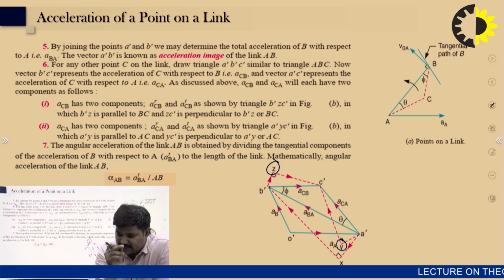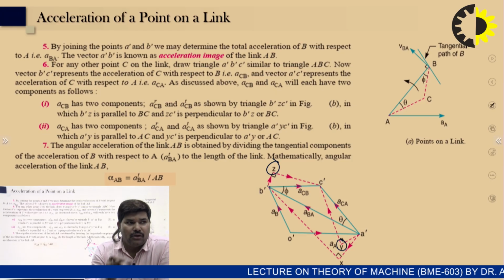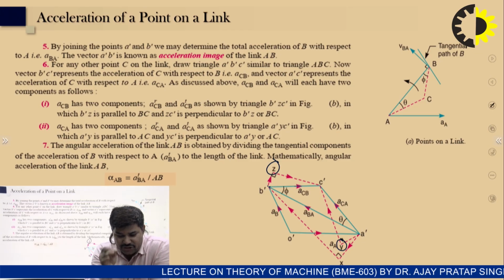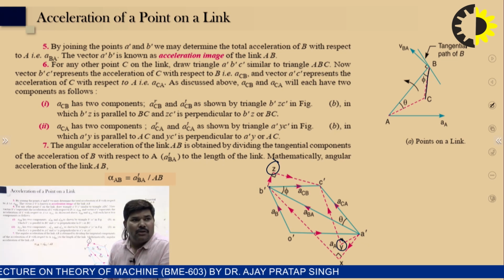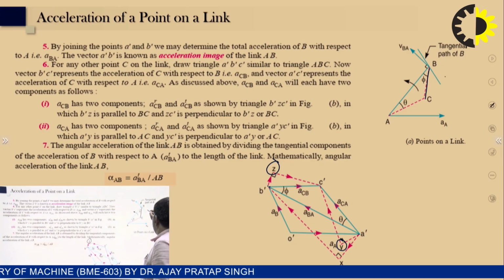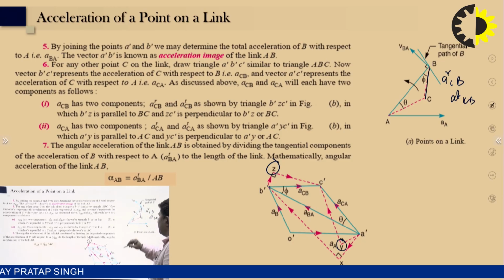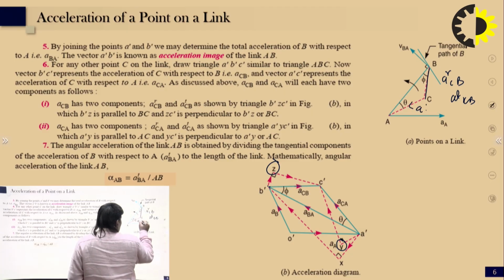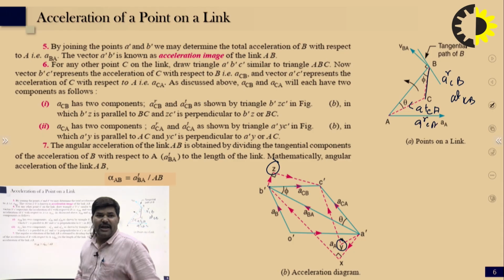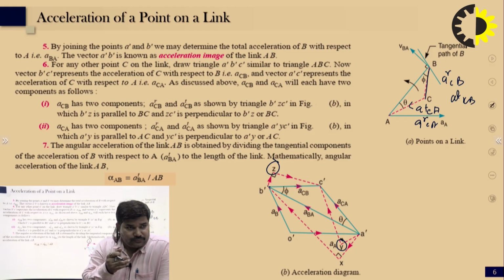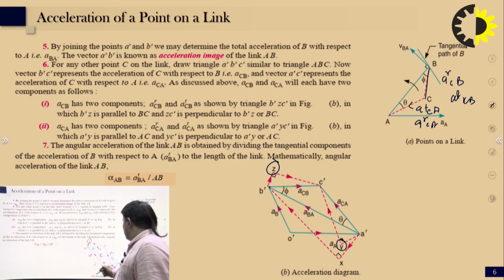And as I discussed above, the acceleration of CB and acceleration of CA will each have two components. Acceleration of C with respect to B has two components: radial component ARCB and tangential component ATCB. And acceleration of C with respect to A has two components: ATCA and ARCA. They are two components, right? You can see these components in this figure.